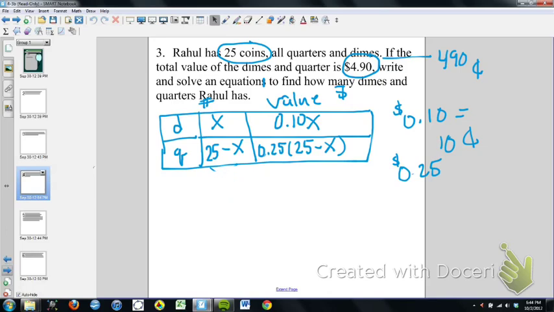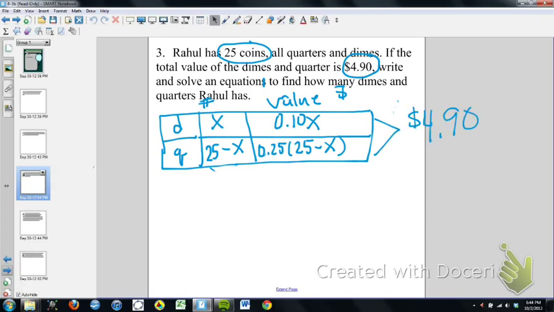All right. Make sure you take a second and try to make sure that makes sense to you. Now what we know about the value is together they must equal $4.90. So let's make our equation. However many dimes you have times 10 cents plus 0.25, the value of the quarters, times however many quarters you have, must equal $4.90.